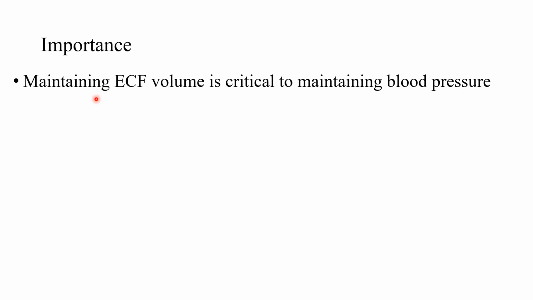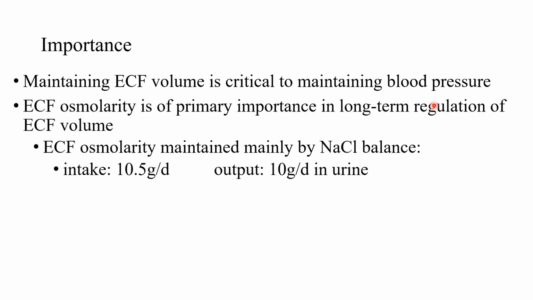So this cell membrane selective permeability is important for the maintenance of extracellular fluid volume, which is critical to maintaining blood pressure. Extracellular fluid osmolarity is of primary importance in the long-term regulation of volume. Right? Normally what happens? They are in equilibrium. If there is imbalance, what will happen? Extracellular fluid osmolarity depends on sodium, which is more either in the plasma or in the interstitial fluid. The major positive ion is sodium. So the sodium chloride balance must be maintained there.